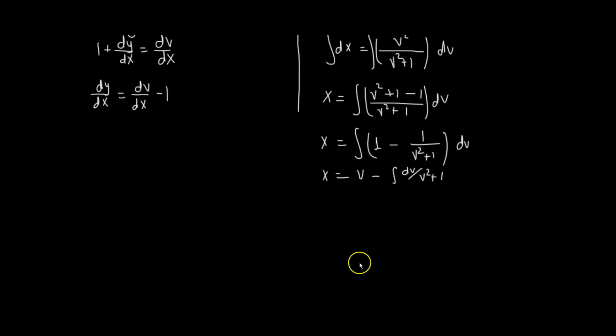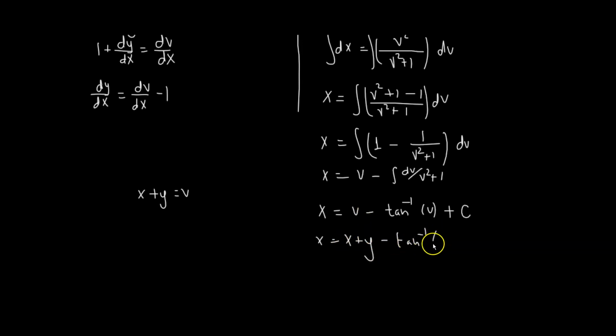So from the table of integrals, we have x equals v minus arctangent of v plus the constant of integration c. Now since we have assumed that x plus y is equal to v, instead of v, we replace it with the original value x plus y. So we have the following expression.